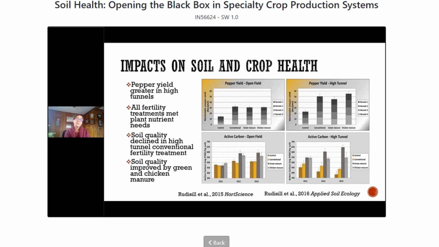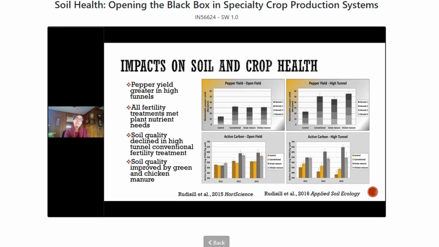And we have the open field on the left and the high tunnel on the right. As expected, the high tunnels increased pepper yield. You have warmer conditions, longer season, and luckily, of course, the control was deficient in fertility, as we knew, but all three of the fertilizer treatments that we evaluated were able to meet pepper needs in both of these systems, even in the high tunnel system where we have much greater productivity.